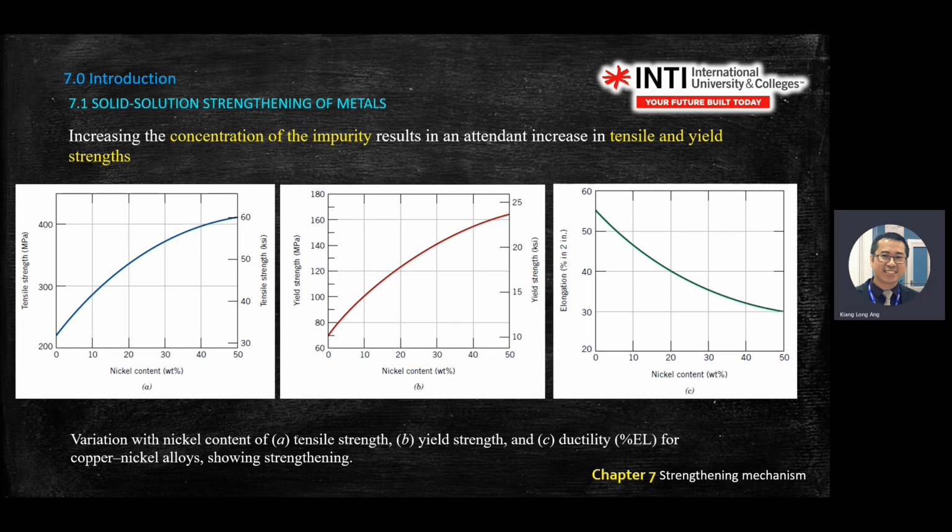Why does the third graph, the green curve, drop? Because, as just now, what is the strengthening mechanism by substitution? When you substitute, the stress field means the atoms are not able to move freely. So the elongation cannot happen. There's a resistance to elongate, so you drop.